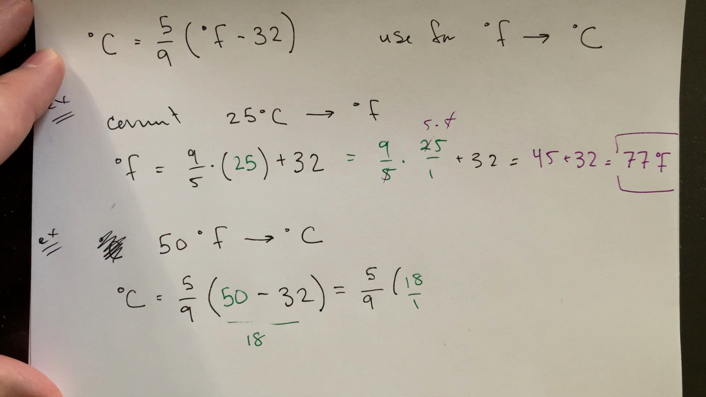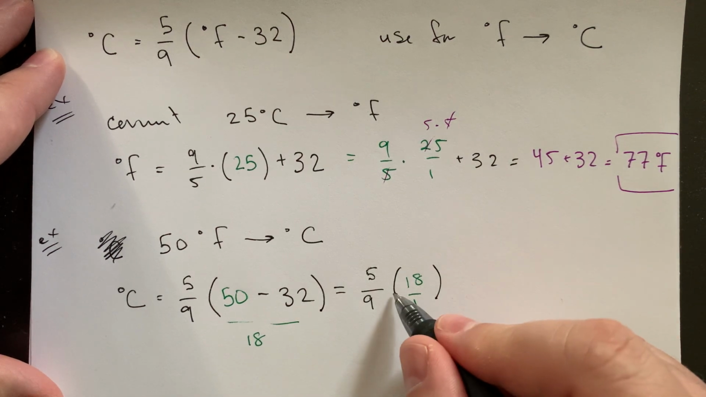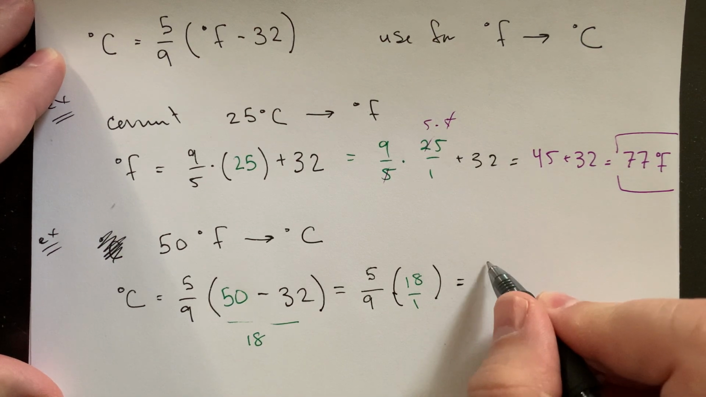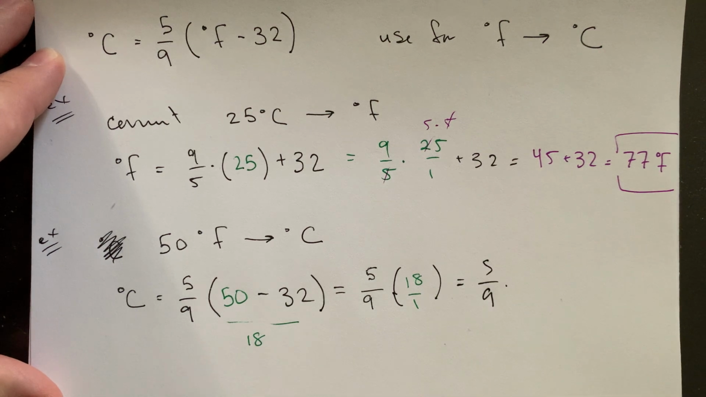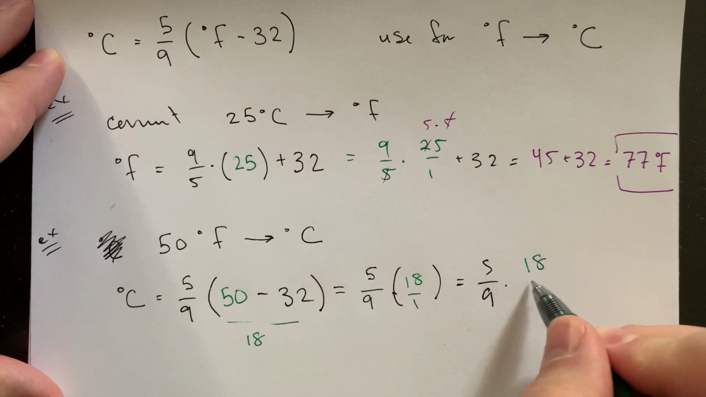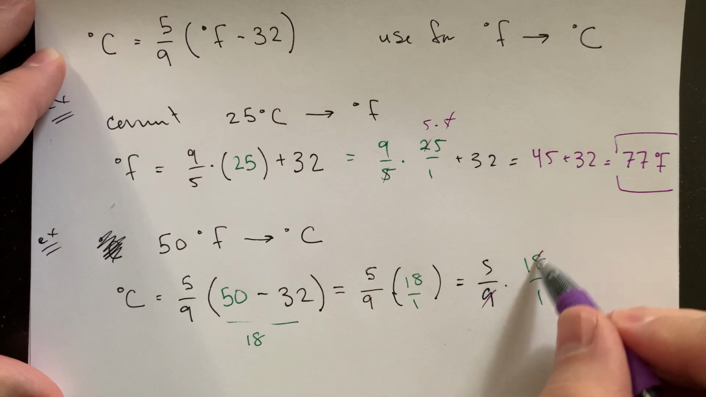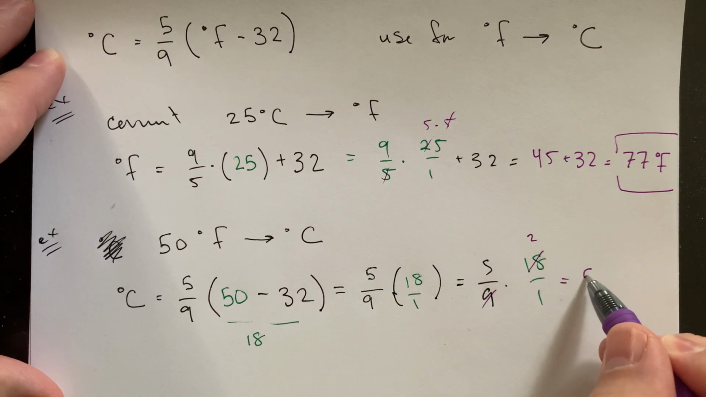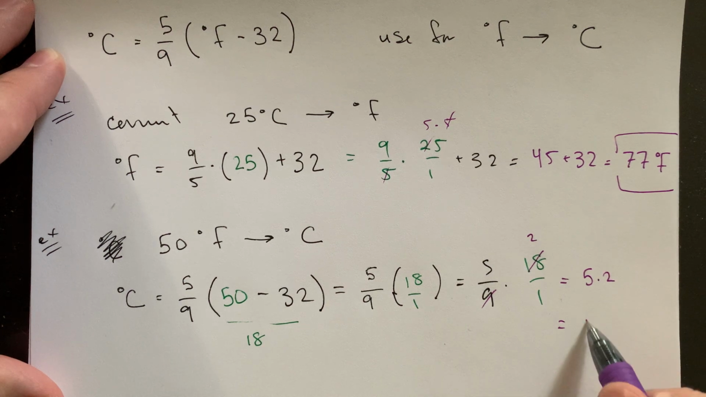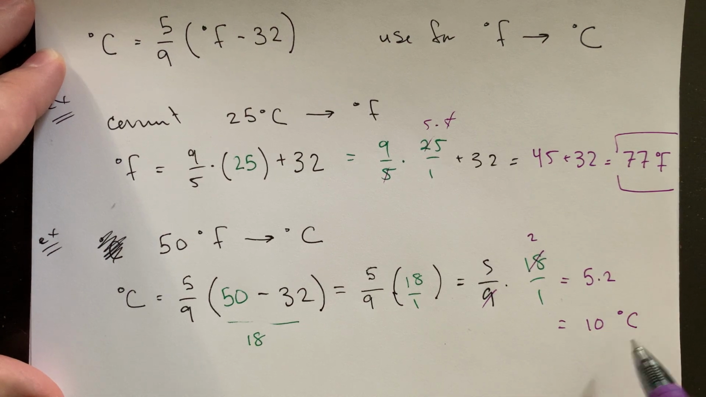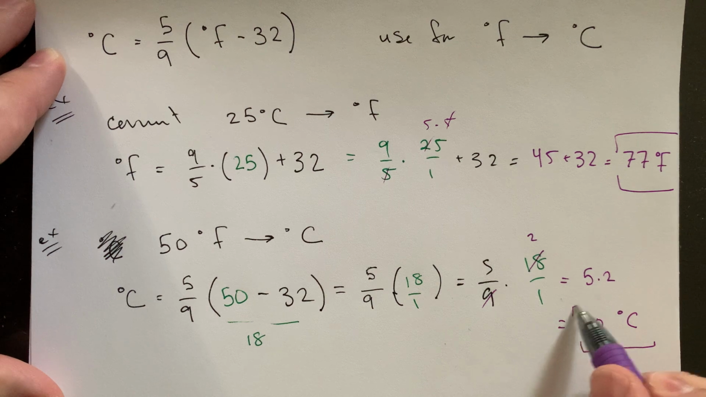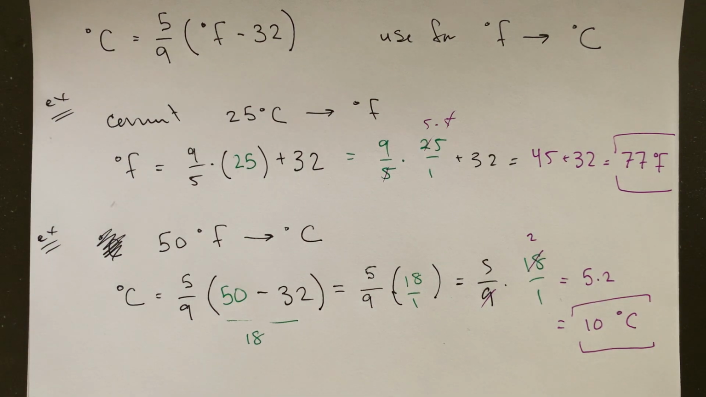We can even think of this as 18 over 1, because then we're going to multiply, right? A pretty quick cancellation here. 9 is going to go in there twice. So this is 5 times 2 would be 10 degrees in Celsius. And that's how it goes. That's how we do that.